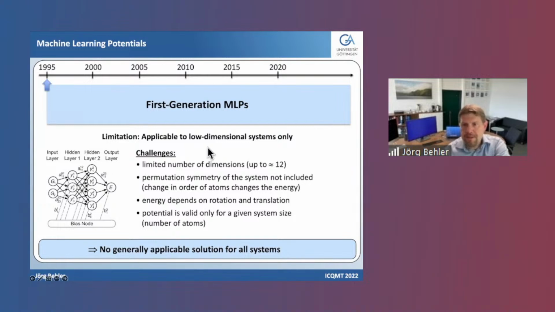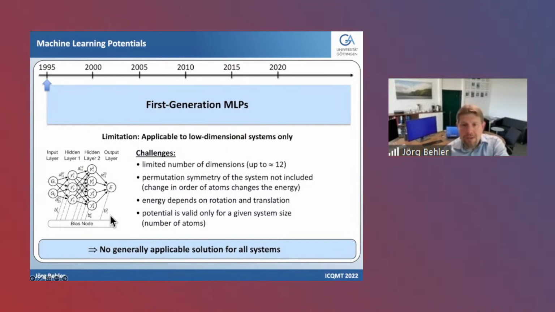This has several reasons. One is that you simply cannot make such a feed-forward neural network larger. For each additional atom, you would have 3 more degrees of freedom, corresponding in principle to 3 more input neurons, and you would have to train at some point a very large network with very large training data sets, and this becomes impractical at some point.